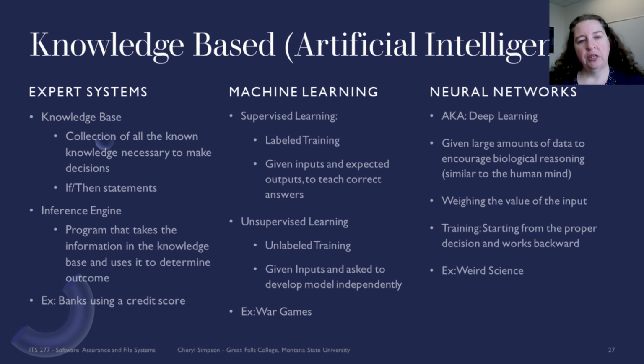The last example of artificial intelligence is neural networks. We call this deep learning. And the theory behind neural networks is that we are expecting the computer to learn similar to biological reasoning that the human mind does, where it knows how to weigh the value of the input based on all the other knowledge that's already been given. The training for a neural network generally starts from the proper decision and works its way backwards through a series of tests to figure out how did I get to the appropriate conclusion from the subset of inputs.